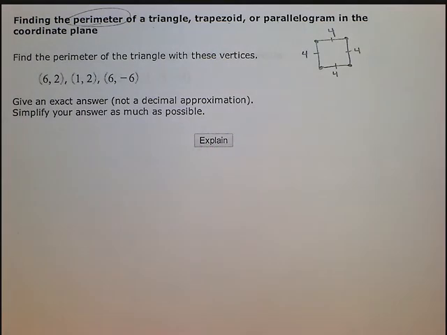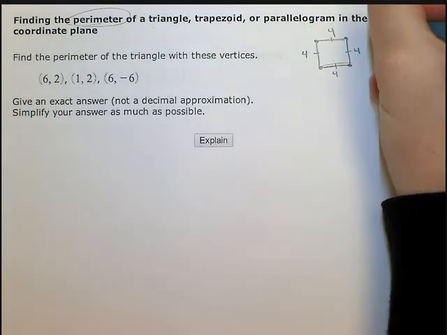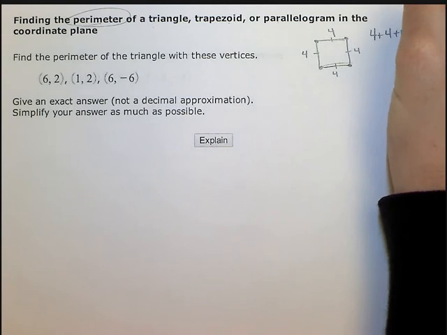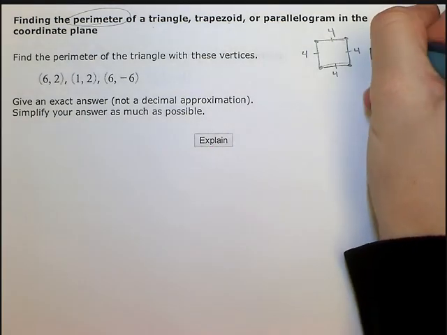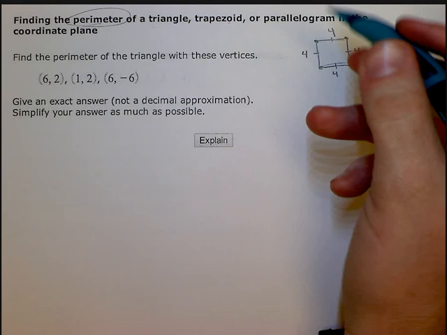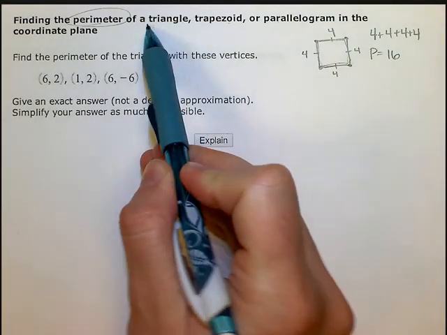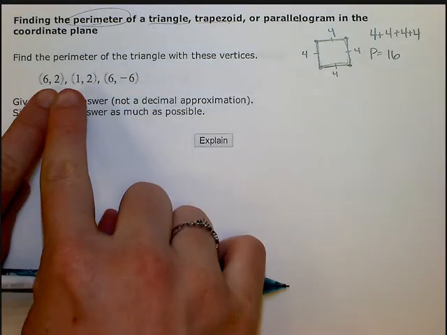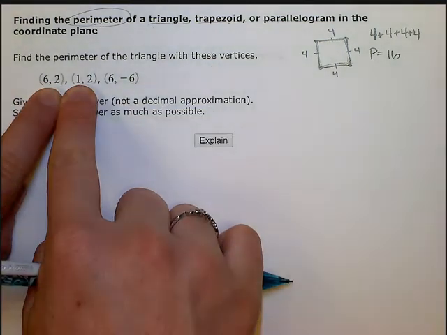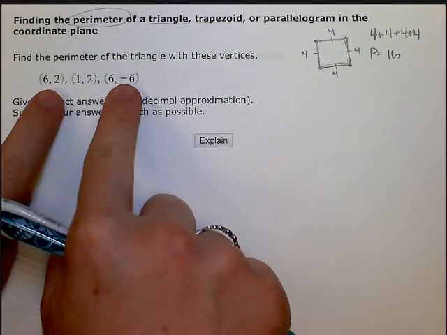Okay, so the perimeter would be each of these side lengths added up. So it would be 4 plus 4 plus 4 plus 4. So this perimeter would be 16. So that's what we're doing. We're just adding up all the side lengths. But we don't have a nice thing like a square. We have a triangle, a trapezoid, or a parallelogram. So really all you're going to do is find the distance between these 2 points, the distance between these 2 points, and the distance between these 2 points, and add them all up.